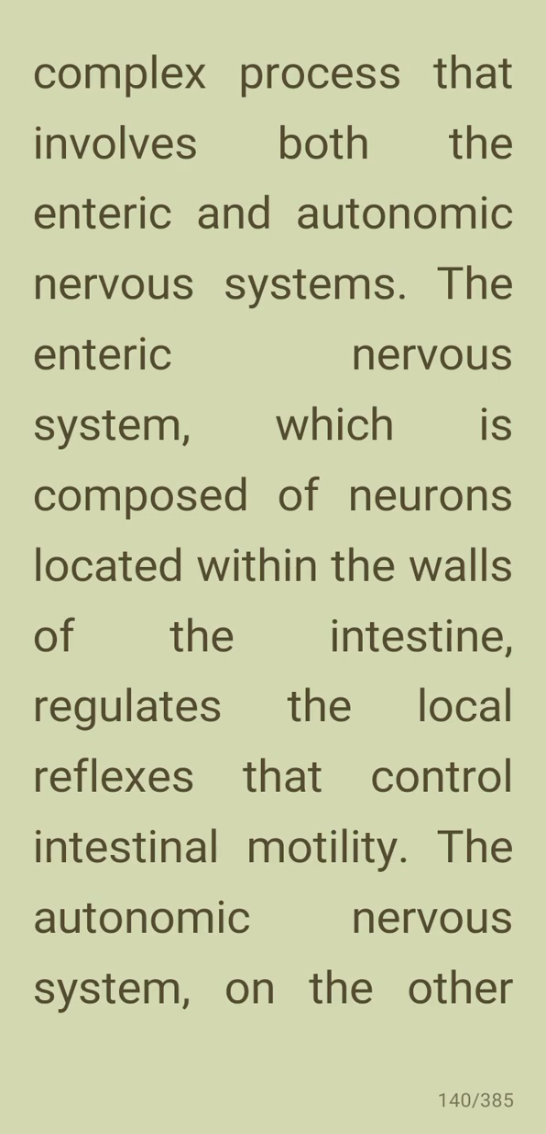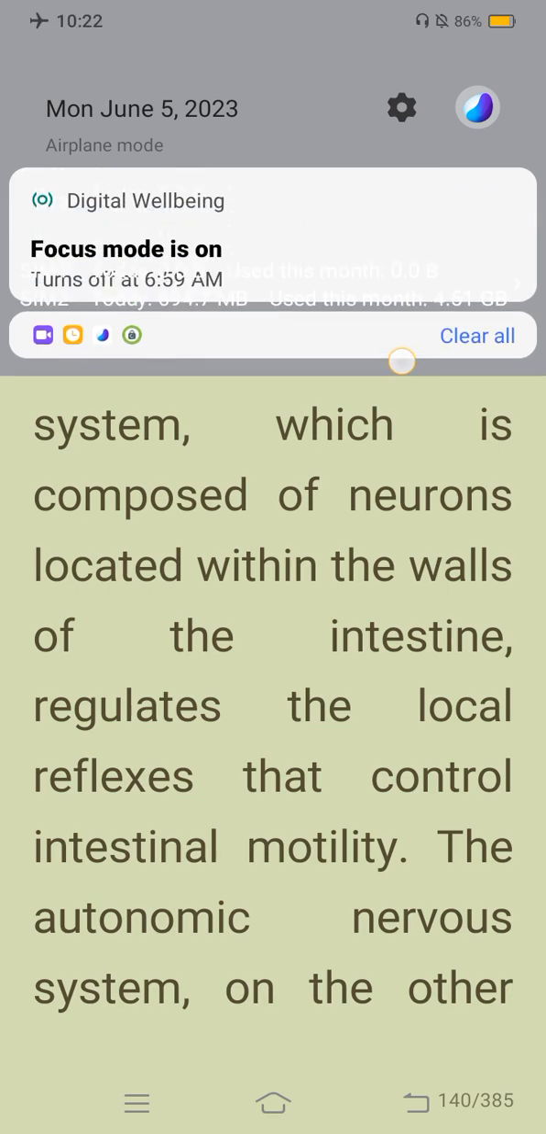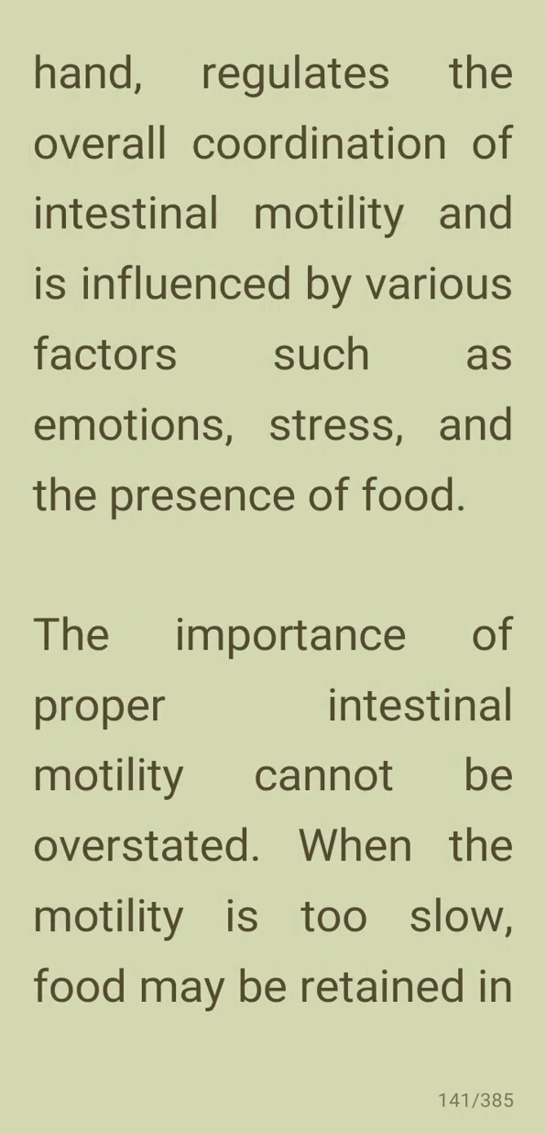So the regulation of intestinal motility is a complex process that involves both the enteric and autonomic nervous systems. The enteric nervous system, which is composed of neurons located within the walls of the intestine, regulates the local reflexes that control intestinal motility. The autonomic nervous system, on the other hand, regulates the overall coordination of intestinal motility and is influenced by various factors such as emotions, stress, and the presence of food.